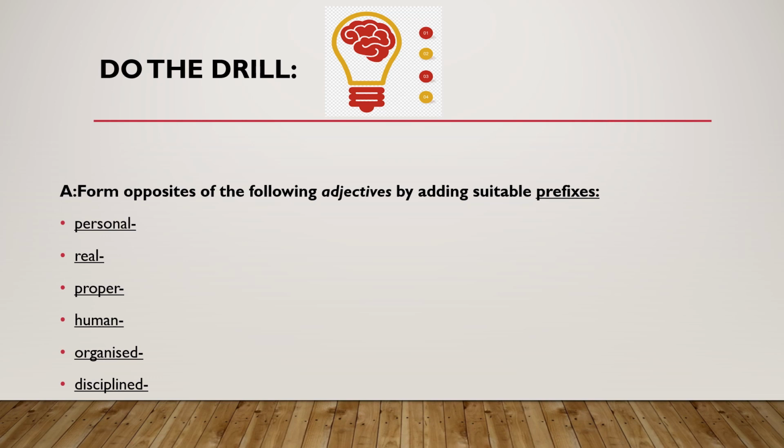Now it's time to do the drill. Form opposites of the following adjectives by adding suitable prefixes: personal, real, proper, human, organized, and disciplined.